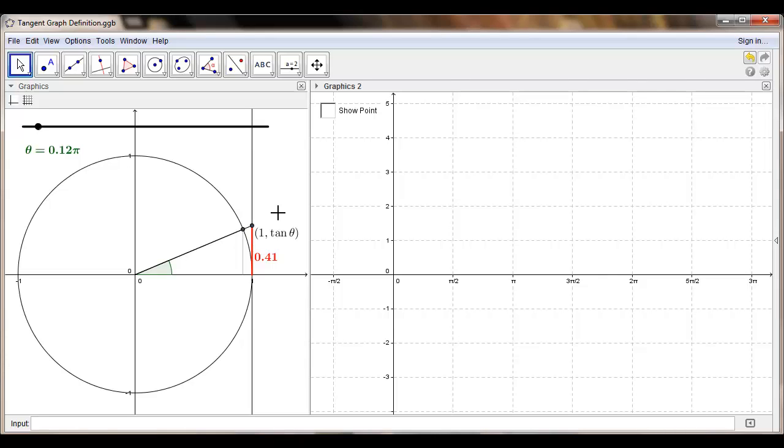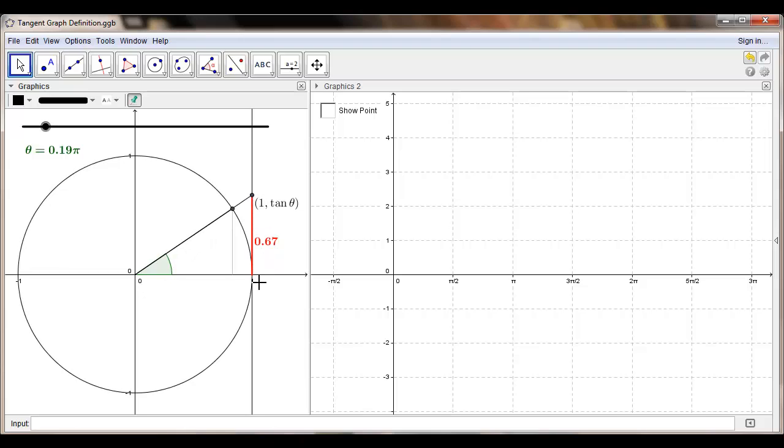Just as with sine and cos, we can also define the graph of tan. The process for defining tan, though, remember, was a little bit different to sine and cos. Instead of looking at the coordinates of this point here, and knowing that they're sine and cos, we extended the radius of the unit circle until it touched the tangent. And tan was defined as the y-coordinate of this point.